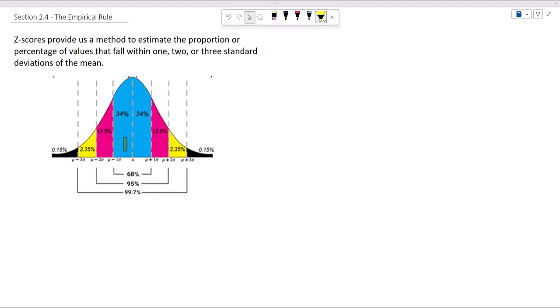So within one standard deviation, that's mu minus sigma to mu plus sigma, this is 68% of the data when it's normally distributed. If we go out 2 standard deviations, we have 95%. 3 standard deviations, 99.7%. This is called the empirical rule, and it's something you're going to want to commit to memory and be able to use.